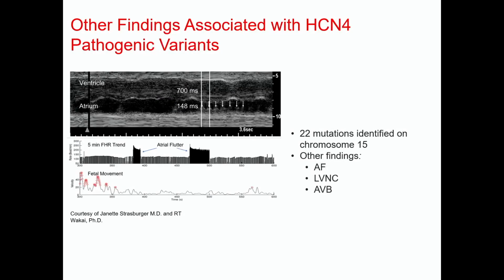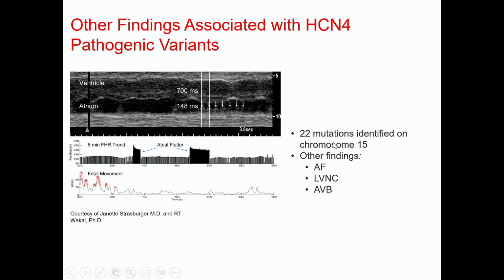Other findings associated with the HCN4 mutation. This is from Dr. Strasburger, who worked with Dr. Wakai up in Madison. And what you can see here is this is the fetal heart rate tracing here. You see there's minimal variability, and then all of a sudden the heart rate shoots up. And these actually are periods of atrial flutter. So these patients can not only have sinus bradycardia, but they can also have other arrhythmias that just sort of come out of the blue and are very unexpected.